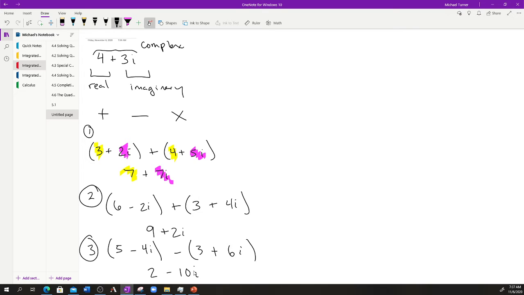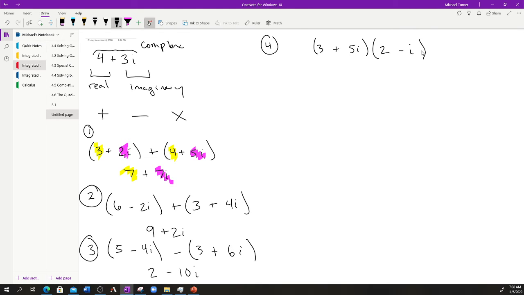And you can do an infinite number of these. Most students are comfortable doing that once they recognize that they're like terms. You just add and subtract, being careful with your signs. Multiplication's a little bit different. So let's do an example here. Let's say 3 plus 5i times 2 minus i.